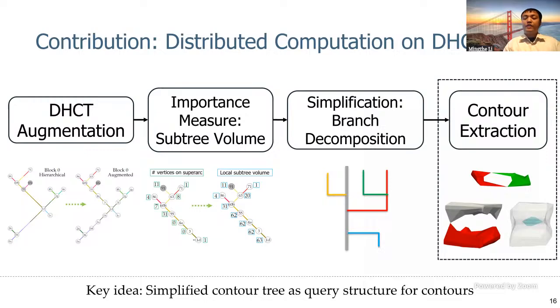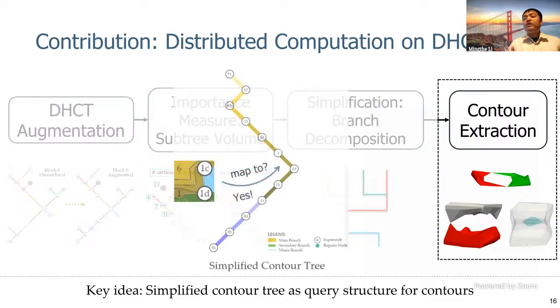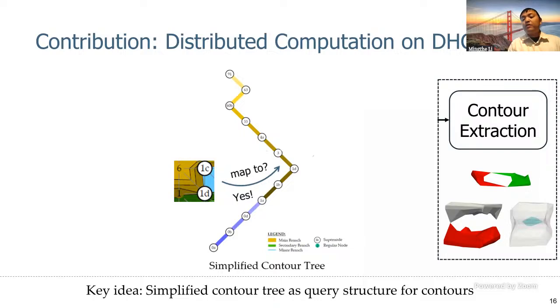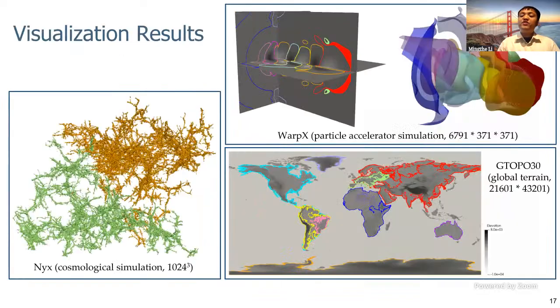Lastly, we can now extract the important contours. The logic is pretty similar to the previous work. For each contour, we use the simplified contour tree as the query structure to see if the contour maps to the expected superarc. Here are some visualizations of interesting contours in some large datasets.